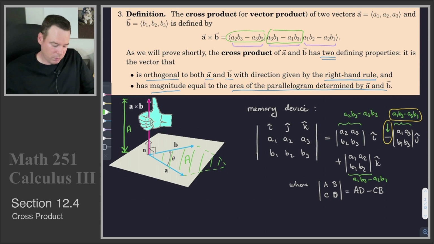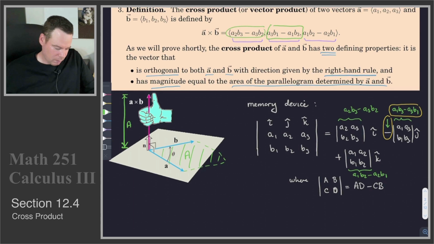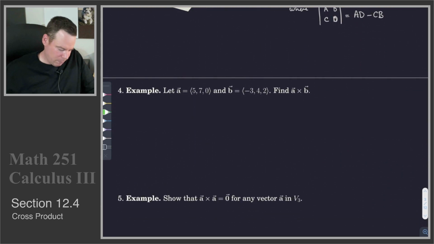So those are the two defining properties of the cross product. It's a vector where the magnitude is given by the area of the parallelogram and its direction is given by the right-hand rule, and it's orthogonal to both of the original two vectors. So let's do an example.